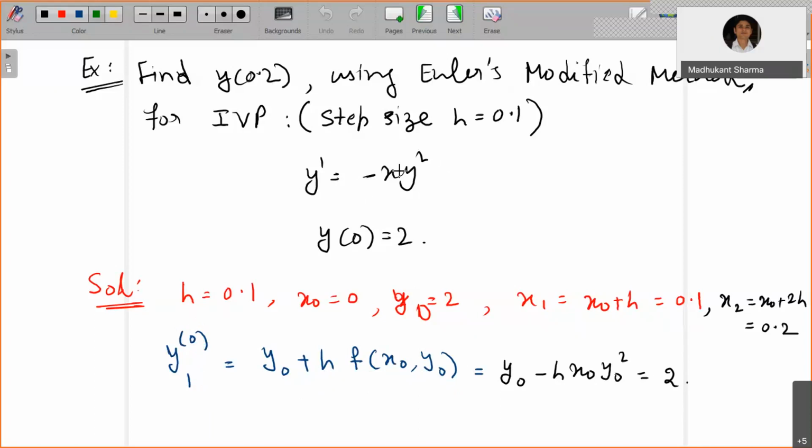So minus x naught times y naught square. Replace x naught by 0 and y naught by 2. That's what you will get, 2. So that is a predicted value. Now we use the Euler's modified method.